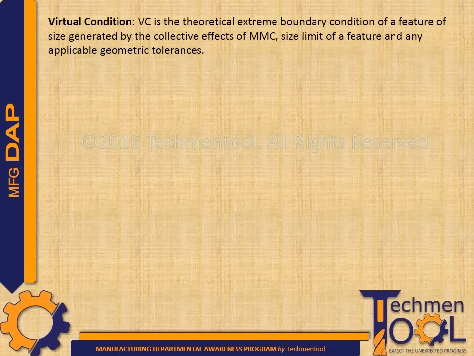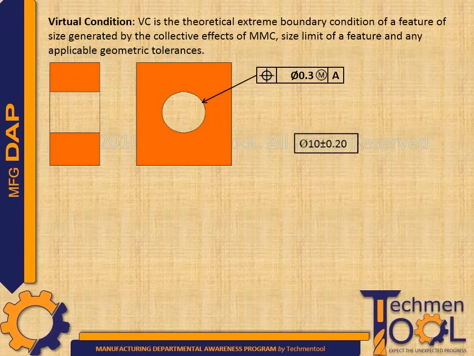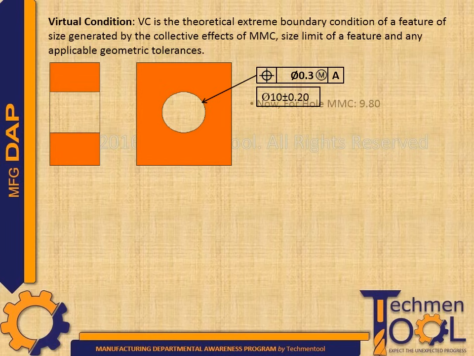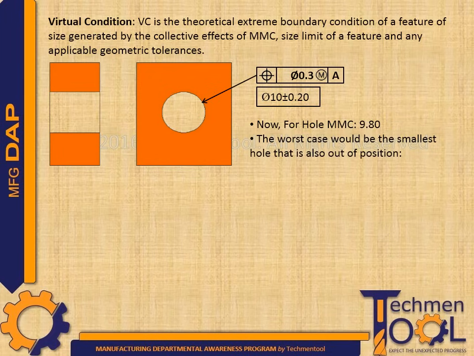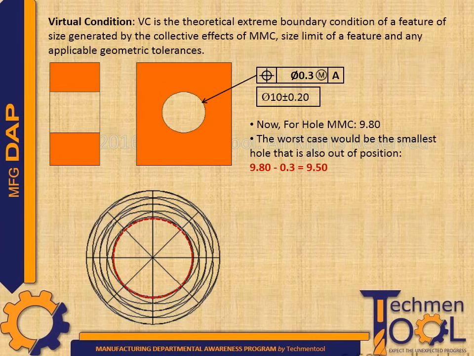Let us discuss virtual condition. Virtual condition is the theoretical extreme boundary condition of a feature of size generated by the collective effects of MMC, the size limit of a feature, and any applicable geometric tolerances. In the below figure of a hole of diameter 10 plus or minus 0.2, the MMC is equal to 9.8. The worst case would be the smallest hole that is also out of position, that is 9.8 minus 0.3, that is equal to 9.5. This case is called virtual condition.